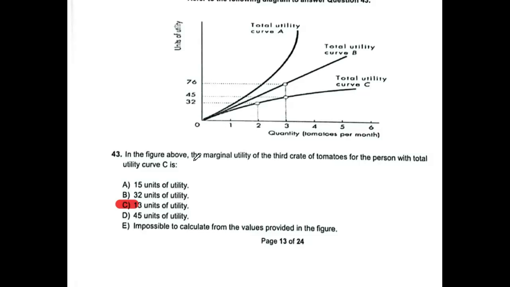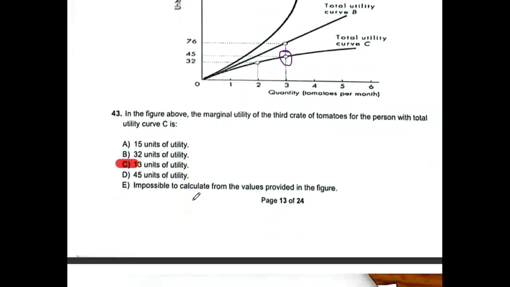Now in the figure above, the marginal utility of the third crate of tomatoes with curve C. So what is the marginal utility of the third one? Going from 2 to 3, what's the difference? At 3 you got 45 products. At 2 you got 32 products. So by going to 3, how many products did you increase? 45 minus 32, that is 13. So the answer is C. You're looking at the distance from here to here.